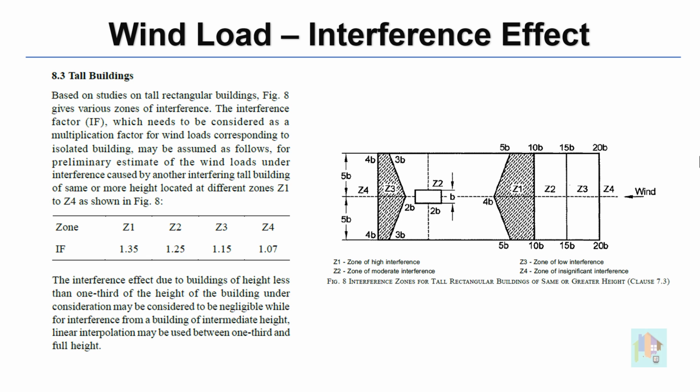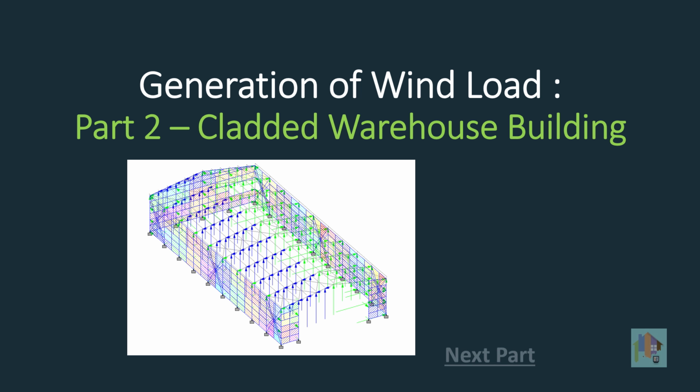For any tall structure, we need to find out the interference of wind due to the presence of other building structures located in the catchment area. Depending on the dimension of the building, the area is determined. Then, depending on the height of other buildings, the interference factor is computed, which determines the final wind intensity on the tall structure. That's all for today.